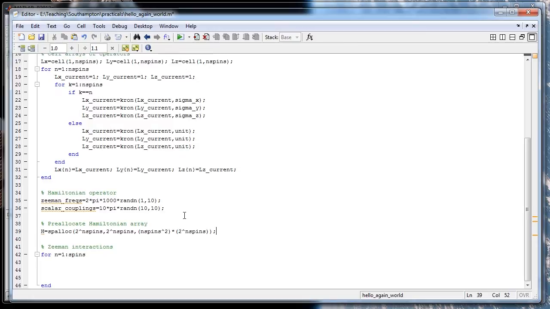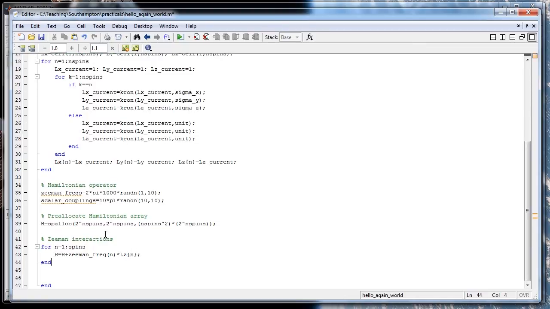Okay, so we've got our Hamiltonian pre-allocated, so let's add all the Zeeman interactions. H will be H plus Zeeman frequency number n times the Lz operator number n extracted from the cell array, and those would be our Zeeman frequencies.